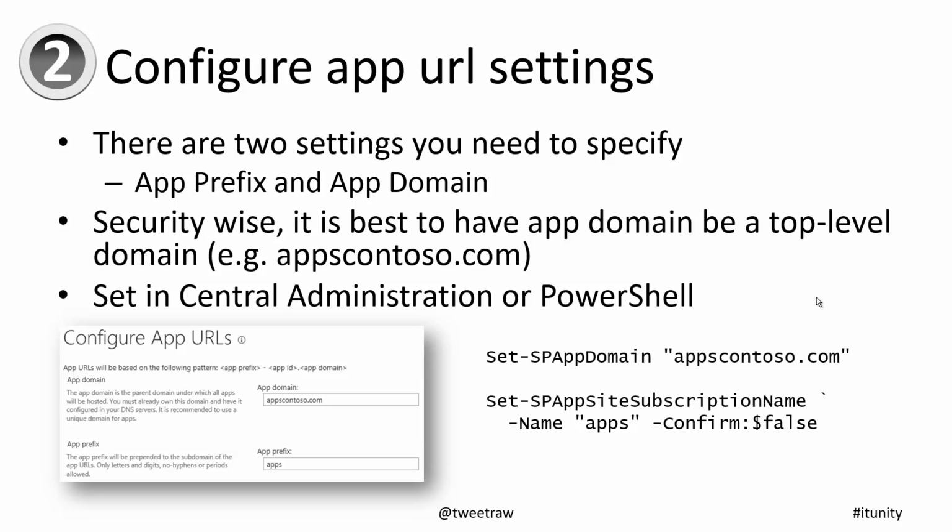So you set your app domain, you set what your prefix is going to be, and as you can see on the screen, you can set it in either Central Admin or PowerShell. Very, very simple. Just make sure you do that. And this is a farm-level setting, so you set this for the whole farm. All right, so that's number 2.